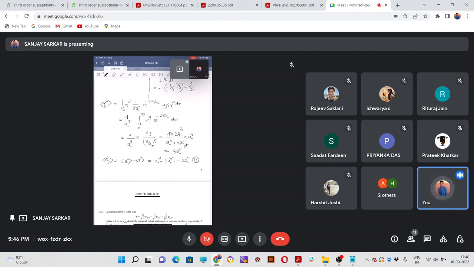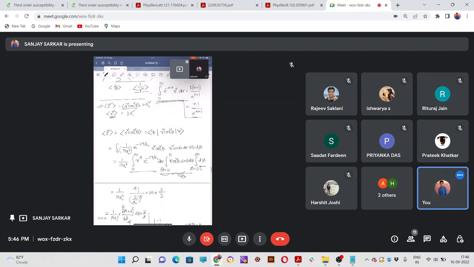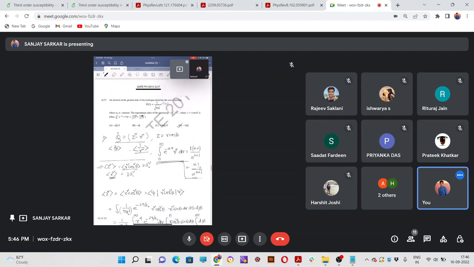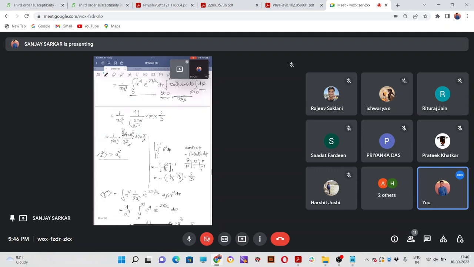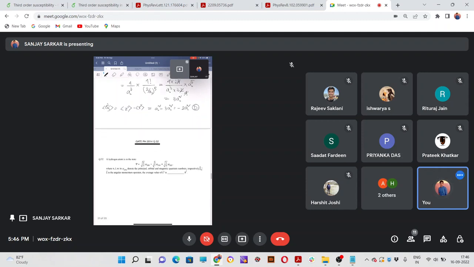This was a bit lengthy question, so I think the marks of this question was higher. This was also just algebra. So if it is clear, we can move to the next question.